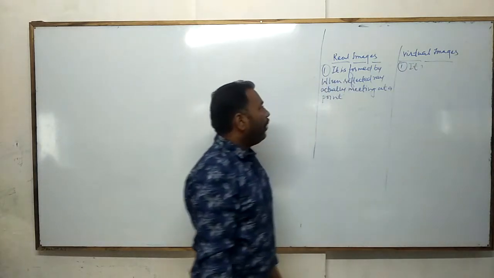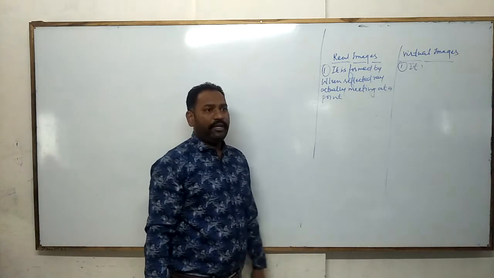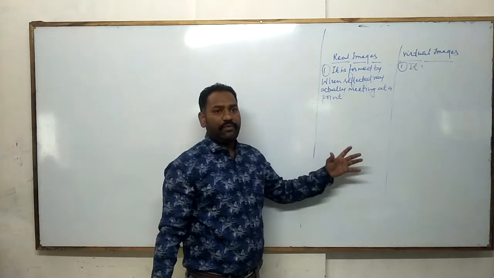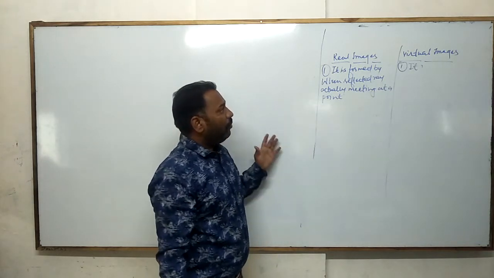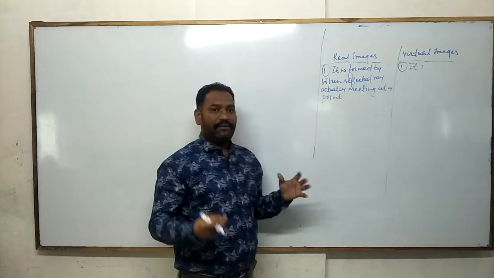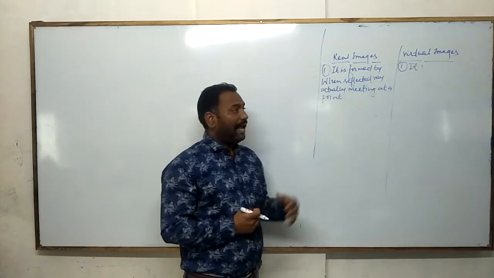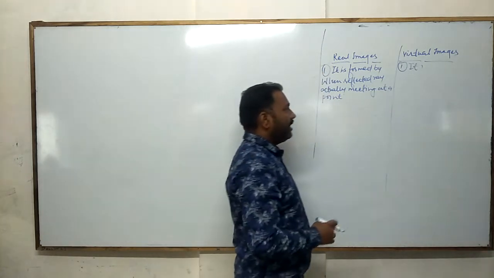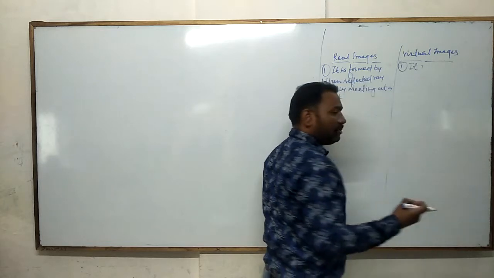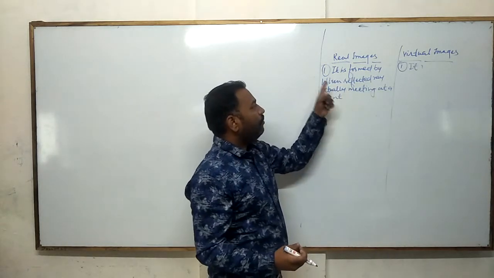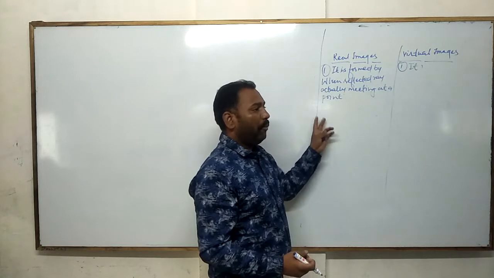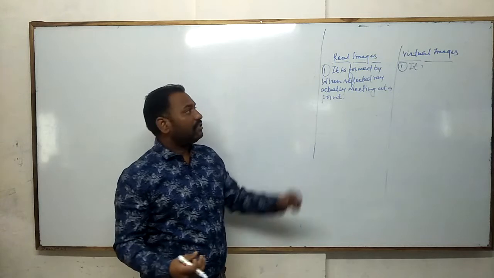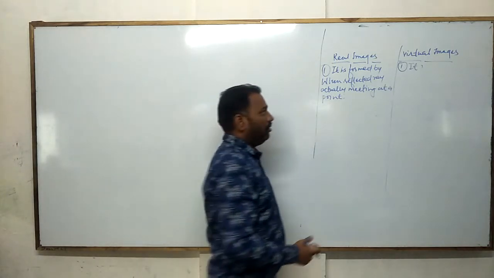A real image is formed when reflected rays actually meet at a point. It means after reflection, when the incident rays strike a reflecting surface and get reflected, if the beam of light actually meets at one point, then there is a formation of a real image. That is the principal focus, and that is the real principal focus also. If there is a fixed point in front of the spherical surface, then it forms a real image.